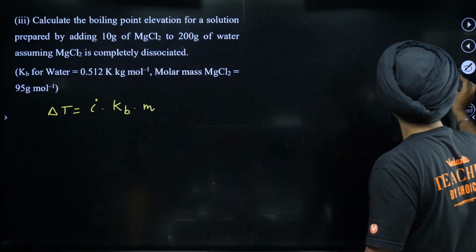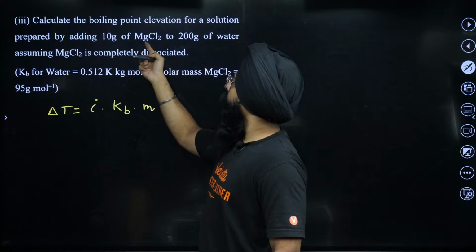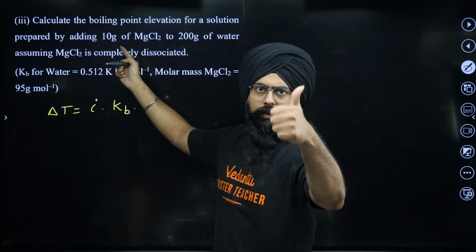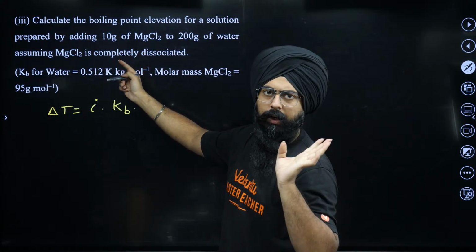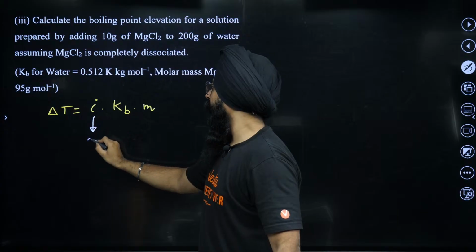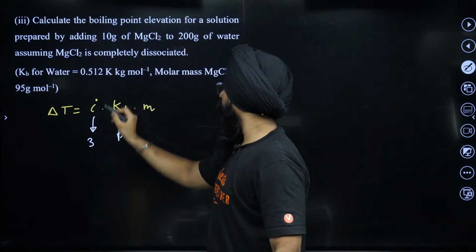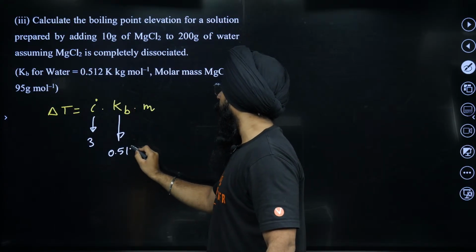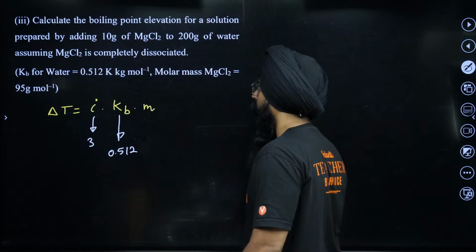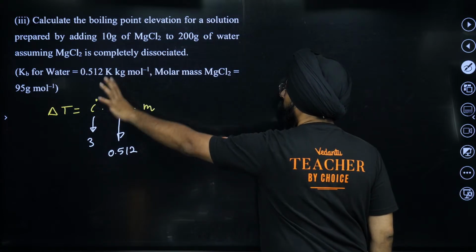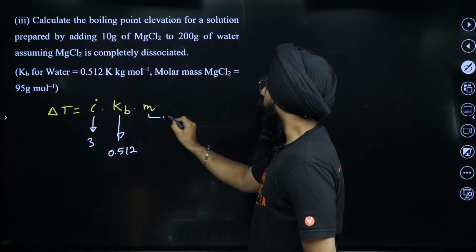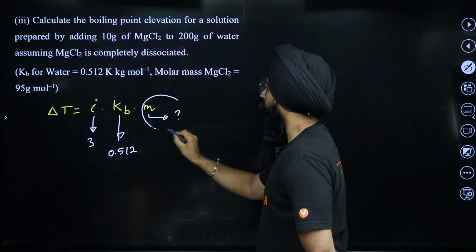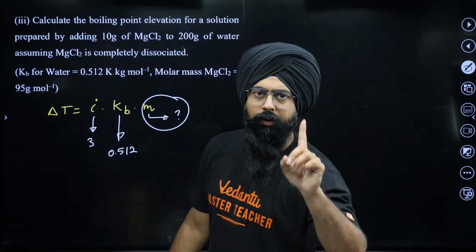In this particular question, complete dissociation of MgCl2 will give 3 particles, one Mg2+ and 2 Cl-. So the Van't Hoff factor will be 3. The ebullioscopic constant is given as 0.512 kilogram per mole into Kelvin. And what is the molality? We have to calculate molality.